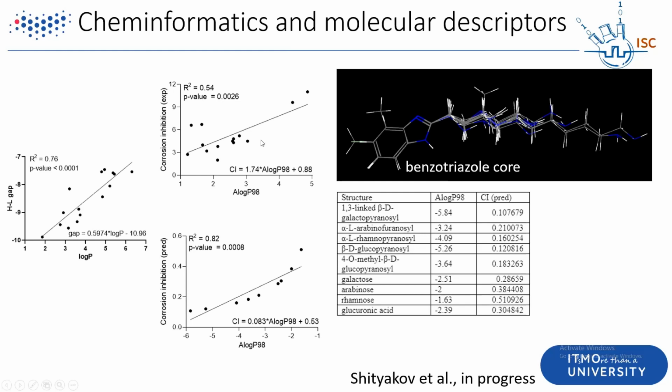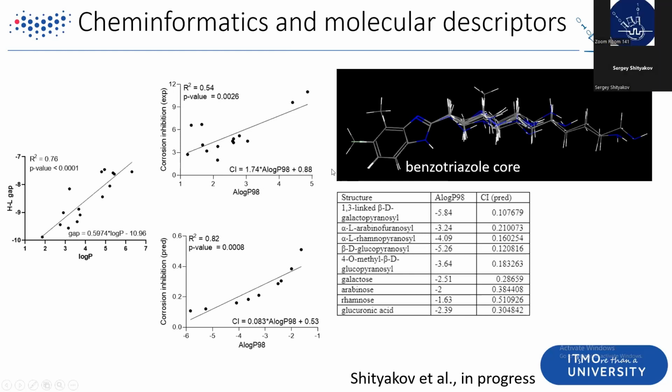on this regression plot, you can see that substances, if they are highly active against corrosion, they are also very lipophilic. And those which are less active against corrosion are less lipophilic.